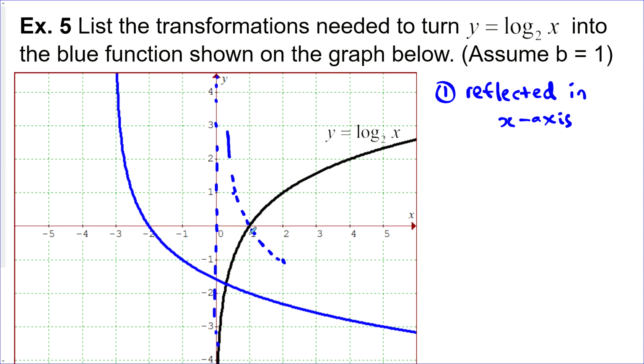Next, we can see that this point here is 3 units over. This point is also, looks like that point is as well. This point is 3 units over as well. And so all we need to do is to shift or translate 3 units to the left. And that would be it.